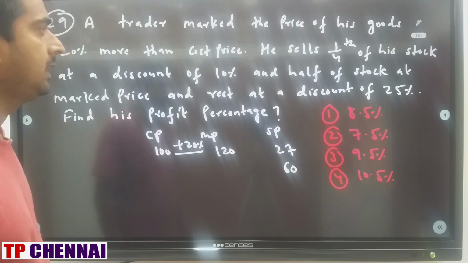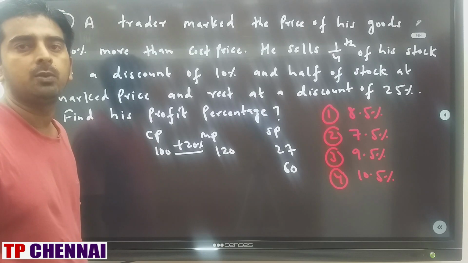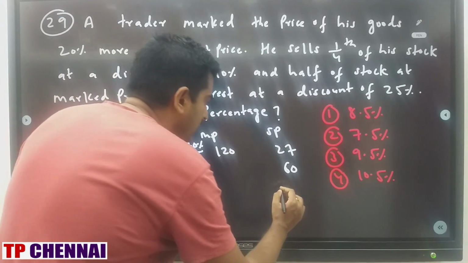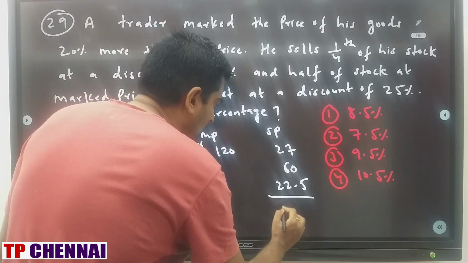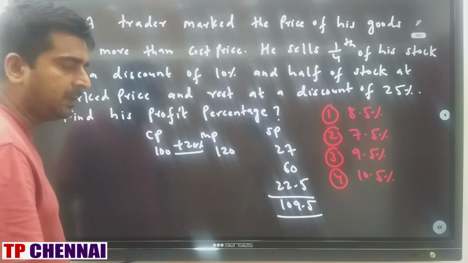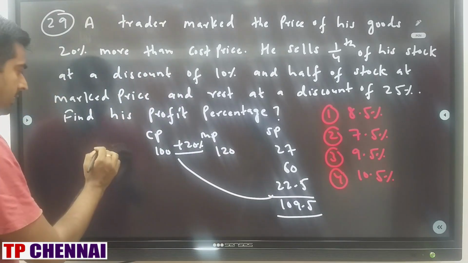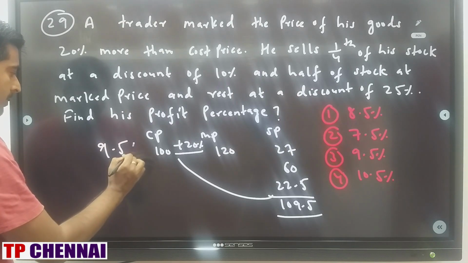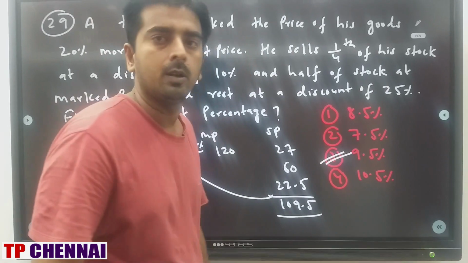So remaining is 30. 30 at 25%. What is 25% of 30? That means how much we have to subtract? 7.5. This is 22.5. Add all the value. 109.5. Total SP is 109.5. Total CP is 100. How much has it increased? 9.5%. My answer is 9.5%, which is the third option.